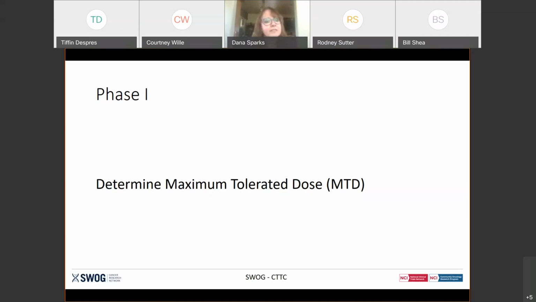Phase 1 trials tend to be fairly small, so we're usually talking about tens of patients, 30, 40, 50 patients. They're usually done either at a single institution or a small number of institutions. The large cooperative group setting, the NCTN trials, are not really an effective way to do phase 1 studies for the most part.